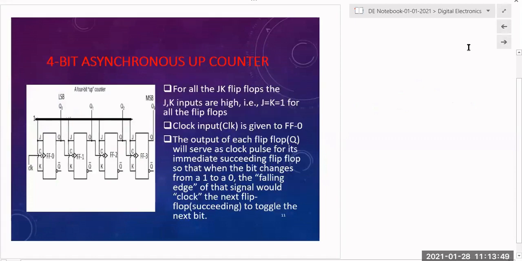సో దానికోసం ఏం చేస్తానంటే నేను JK వాల్యూస్ ఎప్పుడు కూడా హైకి అప్లై చేస్తాను. అందుకని ఫర్ ఆల్ ద JK flip flops, JK inputs are high.